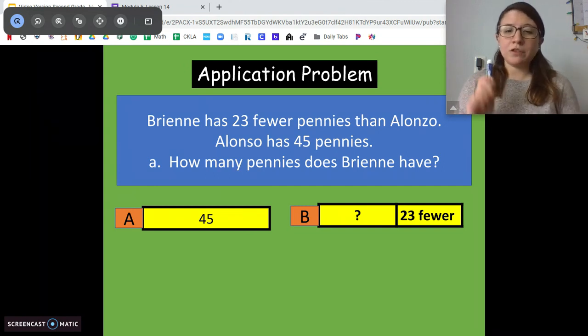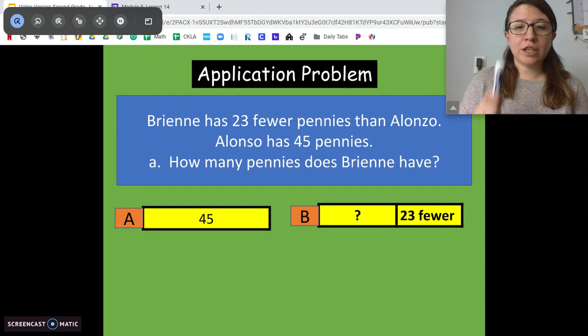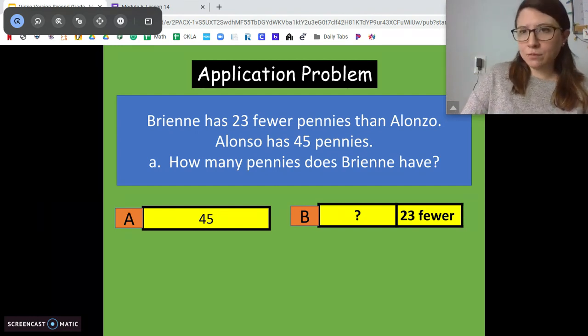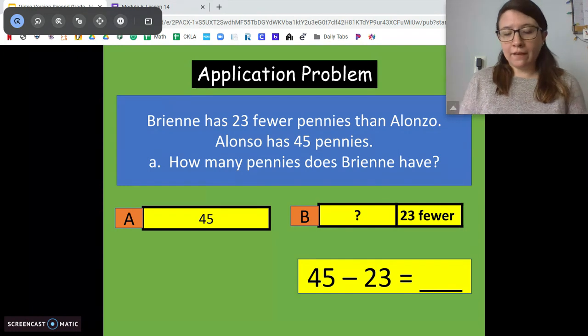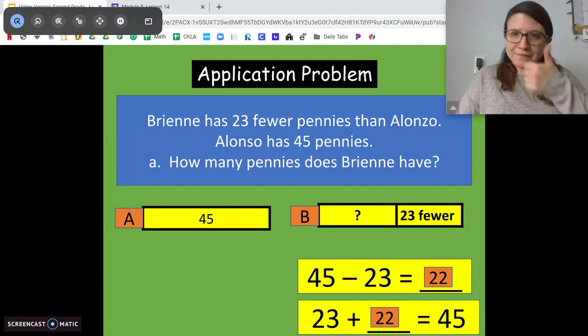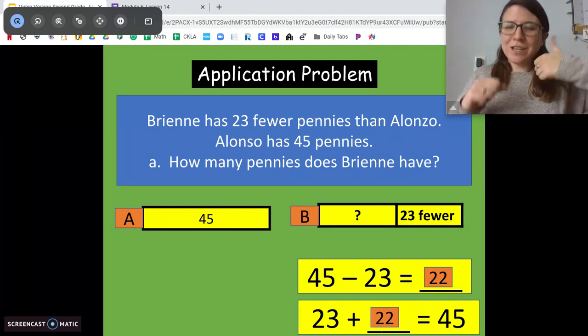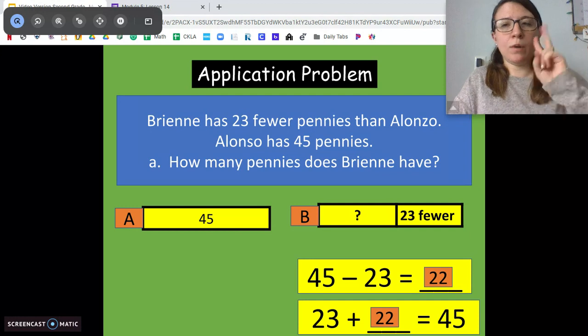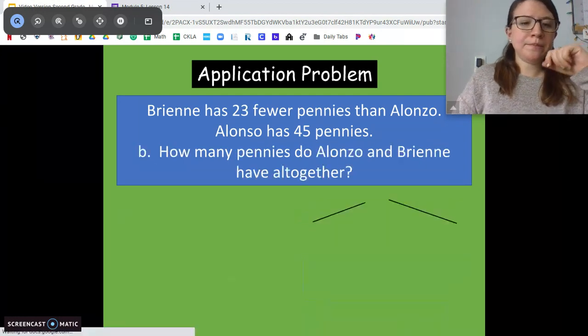Good. So if she has fewer, she has less pennies than Alonzo. So I'm going to set it up as a subtraction problem. 45 minus 23. And we get 22. So Brienne has 22 pennies. Thumbs up if you got it. Good job. All right, keep this in your brain. We're going to go on to part 2 of the word problem.